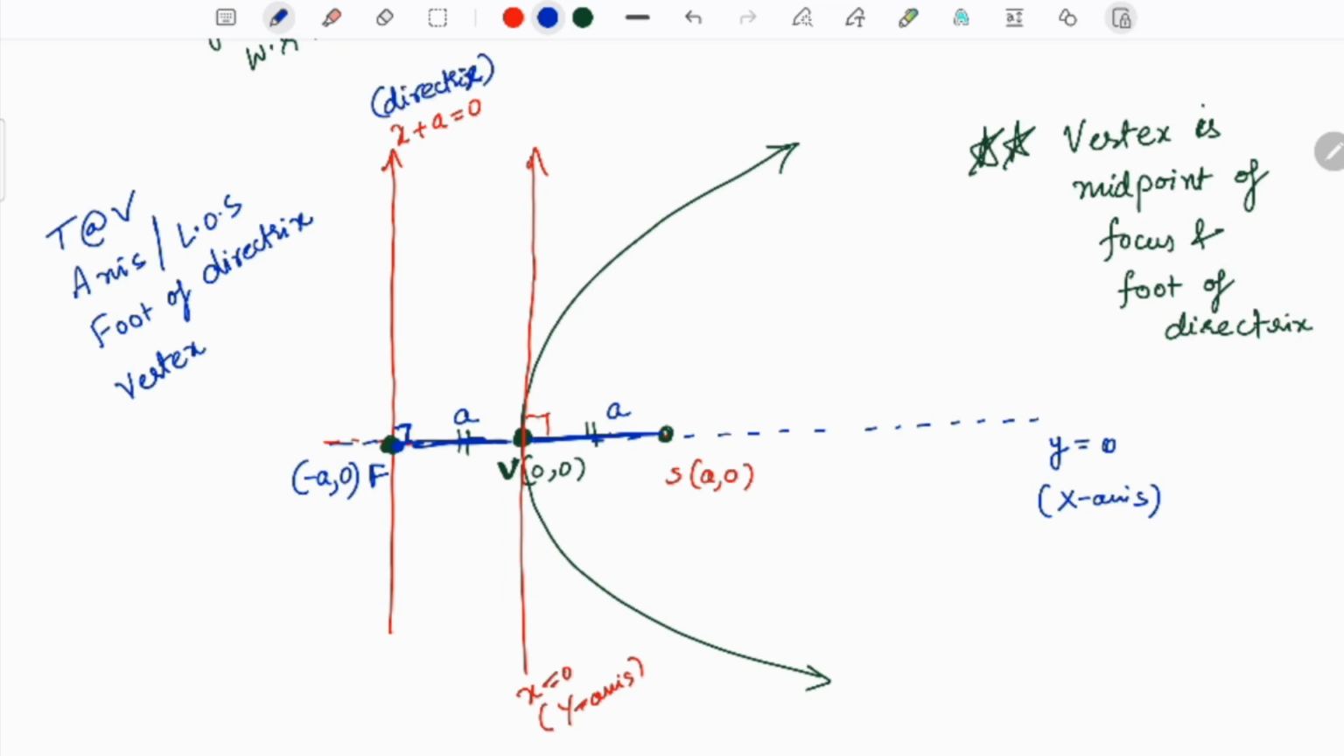What I mean by chord of parabola. Chord of parabola means line segment joining any 2 points on the parabola, just like chord of circle.